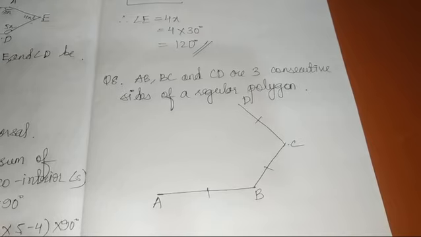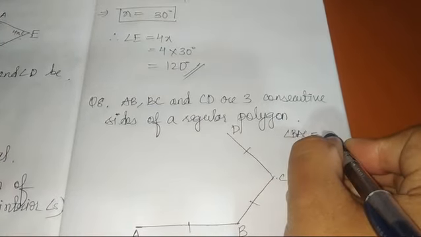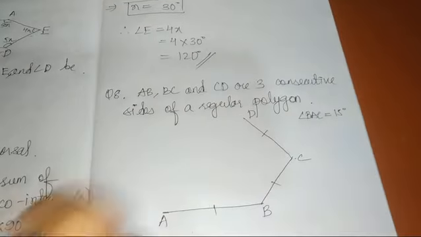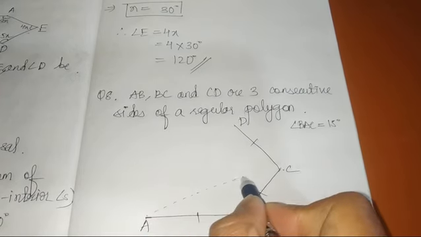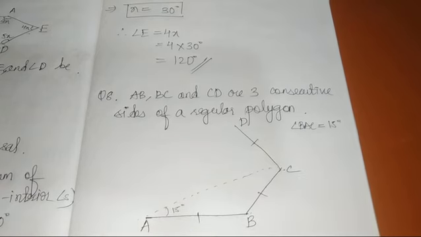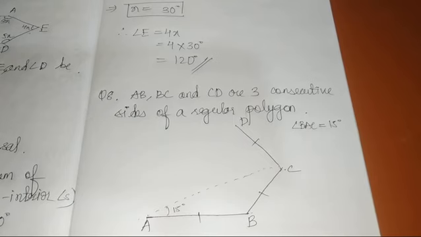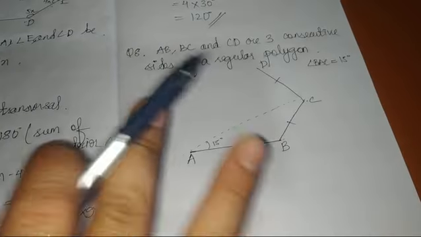Also given to us is angle BAC. Angle BAC is equal to 15 degrees, so this angle is 15 degrees. The question is: find each interior angle of a polygon. The reason I have not completed this figure is because I don't know the number of sides. That's probably question number 8 part 3: also find the number of sides in the polygon. But I think this much is enough for us.